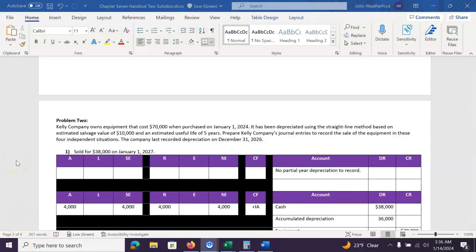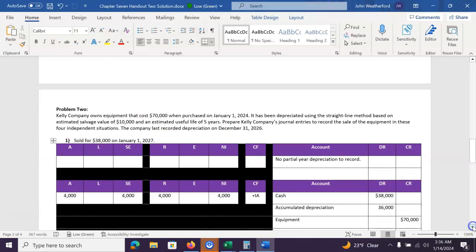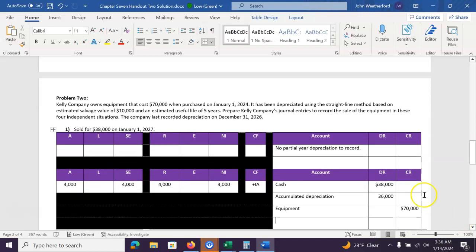And of course, the equipment itself, which was on the books at its cost of $70,000, would need to come off the books. It's an asset, so it decreases on the credit side. All right, now again, our entry doesn't balance, right? On the debit side, we've got 74,000, only 70,000 on the credit side. So this time to balance the entry, we need more credit. That means we had a gain.